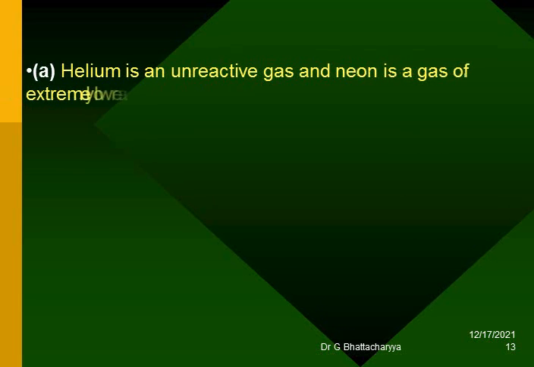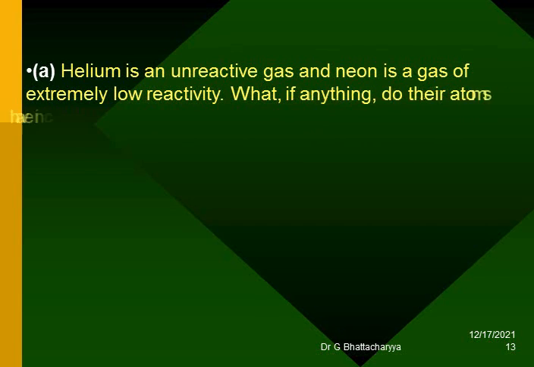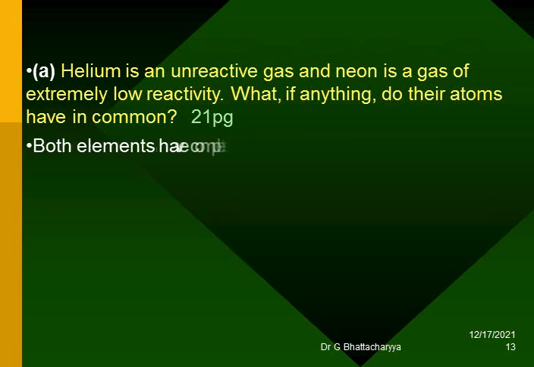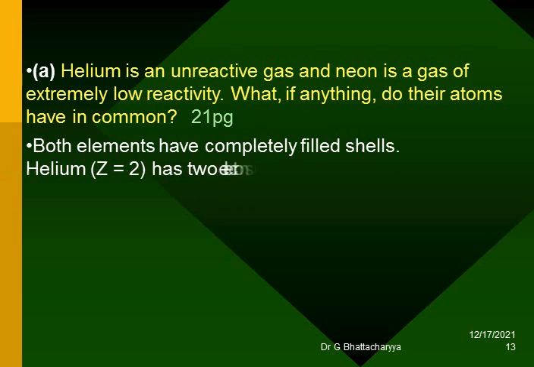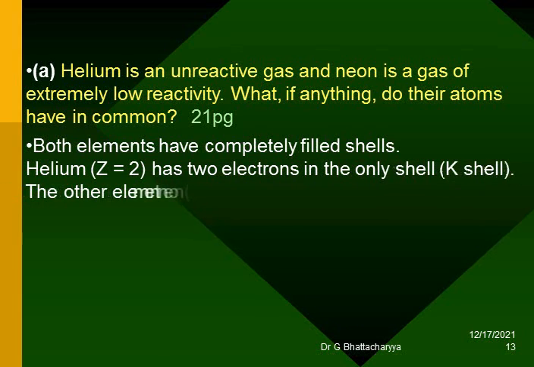Helium is an unreactive gas and neon is a gas of extremely low reactivity. What, if anything, do their atoms have in common? Both elements have completely filled shells. He, Z equals 2, has 2 electrons in the only shell, K shell. The other element Ne, Z equals 10, has both K and L shells fully filled to 8.